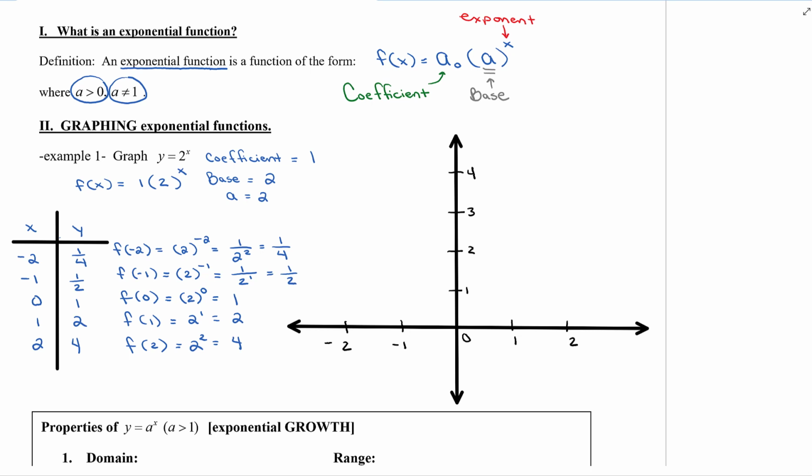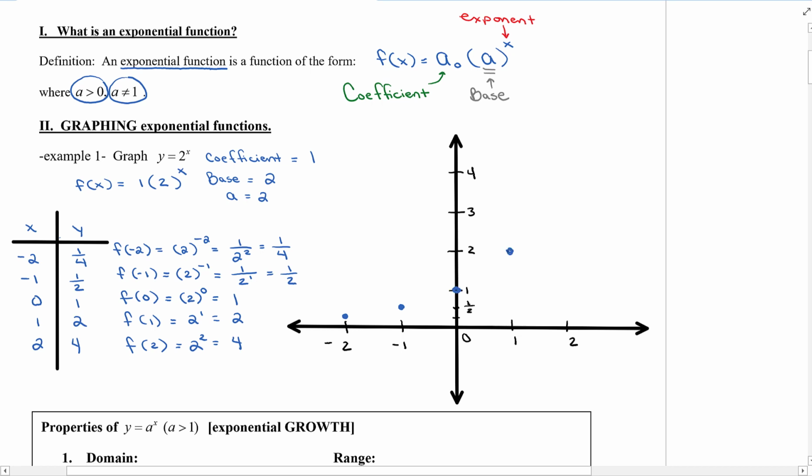So now I can go ahead and plot my points. I'm going to show some values here on the y-axis for the 1/2 mark and the 1/4 mark, so I can plot my ordered pairs. First point I'm plotting is -2, 1/4, then -1, 1/2. Next is 0, 1.